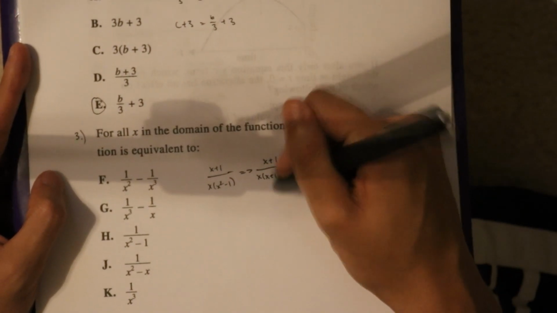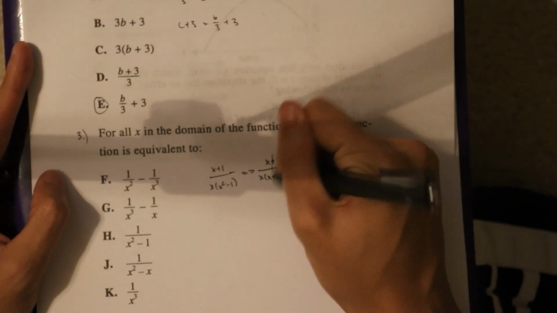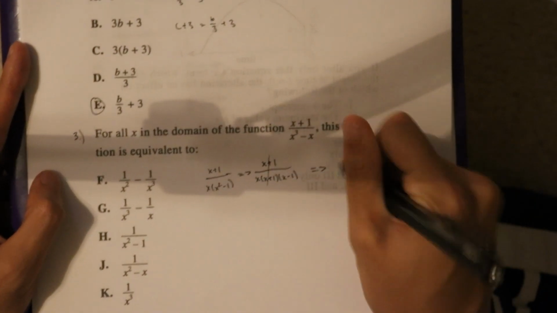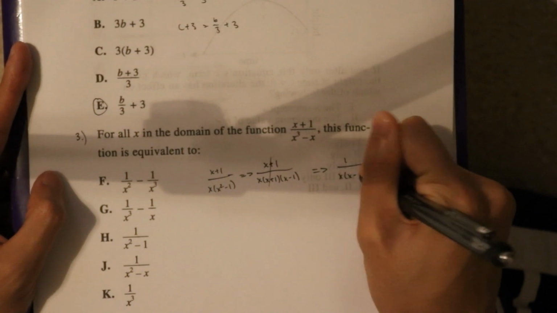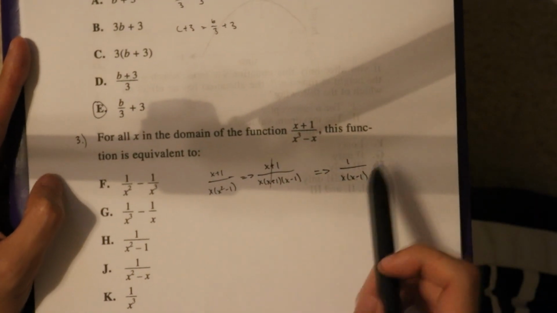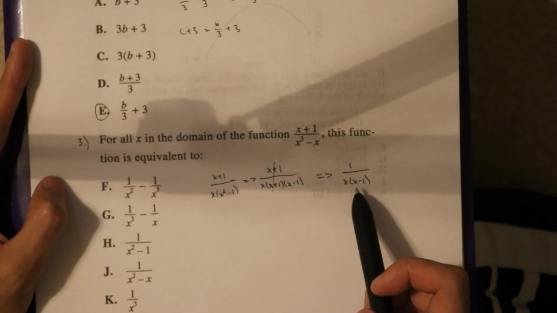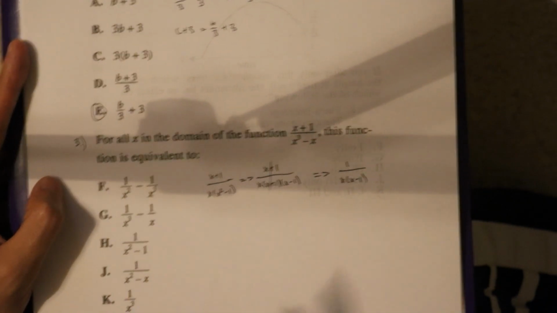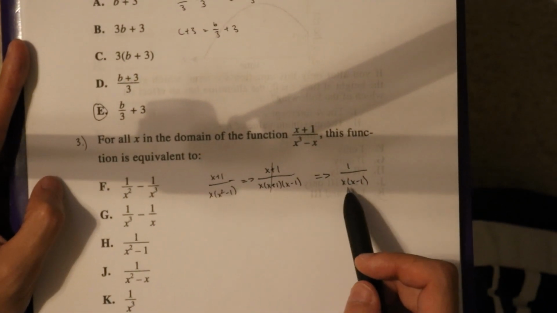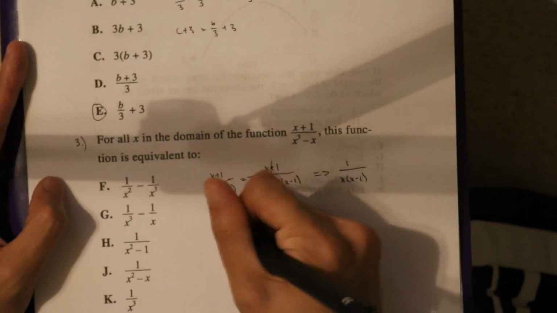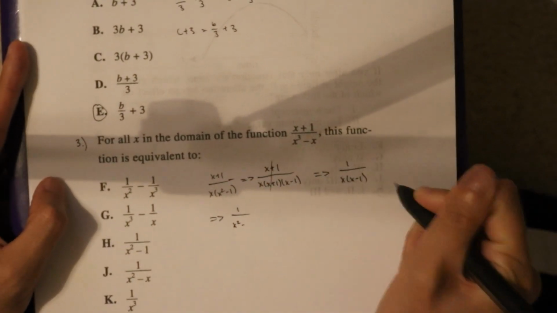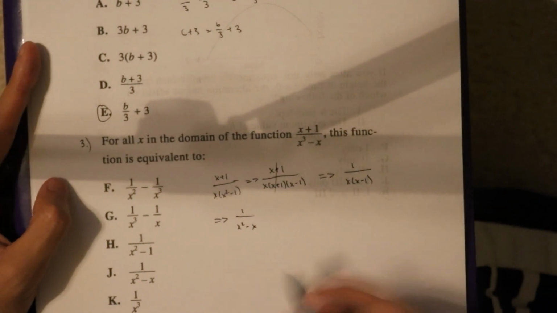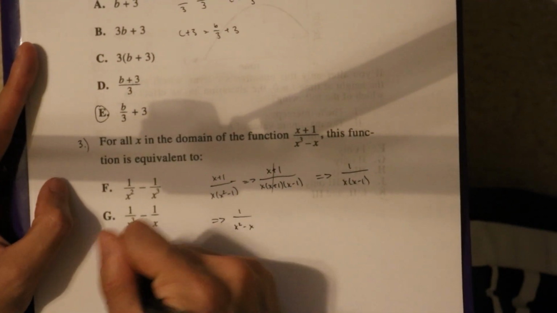And notice that there's common terms in the numerator and denominator, so these will cross off, and we have 1 over x times x minus 1. And of course, this expression does not match with any of these, so you would have to distribute the x into the x minus 1. So now you would have 1 over x squared minus x. So the choice with this would have to be J.